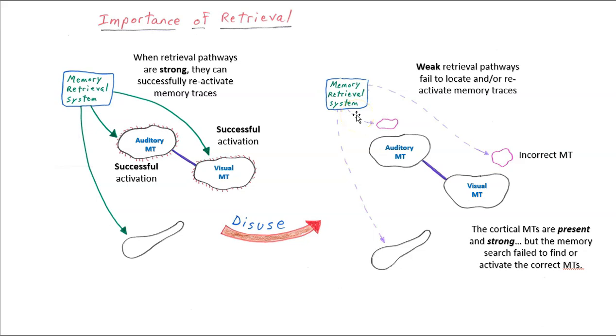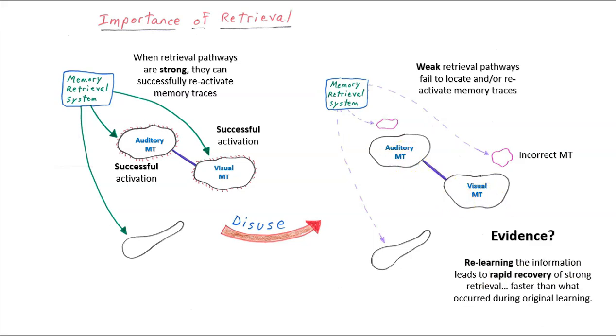Now, scientists think that, well, there's a couple ways we can think about this. Either the pathways are attempting to activate the wrong patches of cortex that don't even have the proper memory trace, or maybe the retrieval system is finding the memory trace, but just the nature or the amount of activity is insufficient to successfully retrieve the information. So the cortical memory traces are present and strong, but the memory search failed to find or activate the correct memory traces. Now, what's the evidence for this story here?